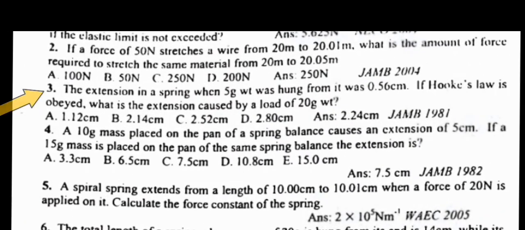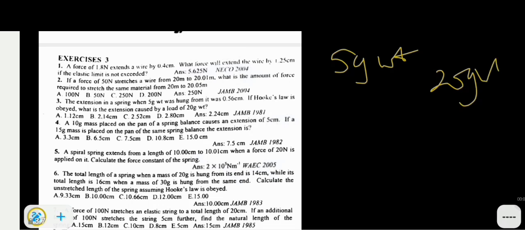We are told that the extension in a string, when a 5 gram weight was hung from it, was 0.56 centimeter. If Hooke's law is obeyed, what is the extension caused by a 20 gram weight? So let's get the forces first. WT there stands for weight. The first one is a 5 gram weight. The second one is a 20 gram weight. You can see that the answers are in centimeters, so you can just leave the given extension in centimeter, 0.56. Don't need to convert it.